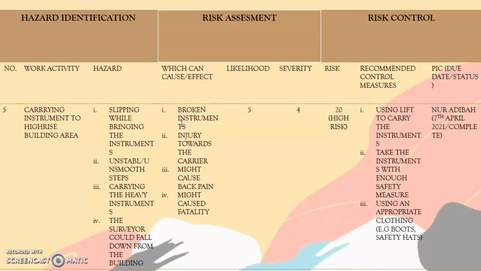So the likelihood is 5 and the severity is 4. The risk is 20, which is a high risk. So the recommended control measures are: 1. Using a lift to carry the instruments. 2. Take the instruments with enough safety measures. And 3. Using appropriate clothing like boots or safety hats.